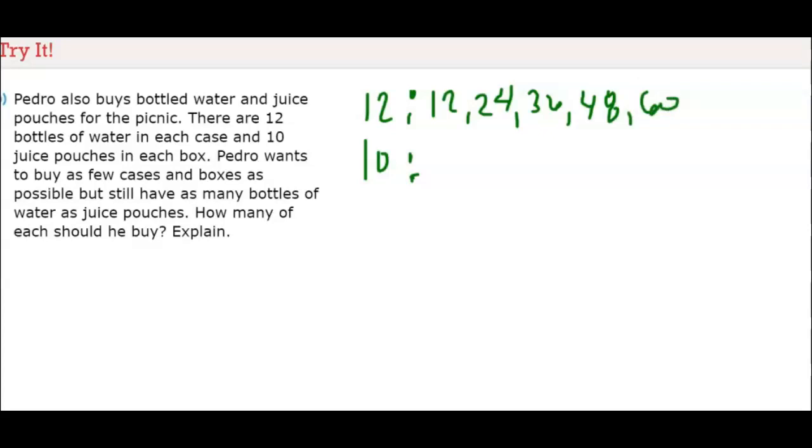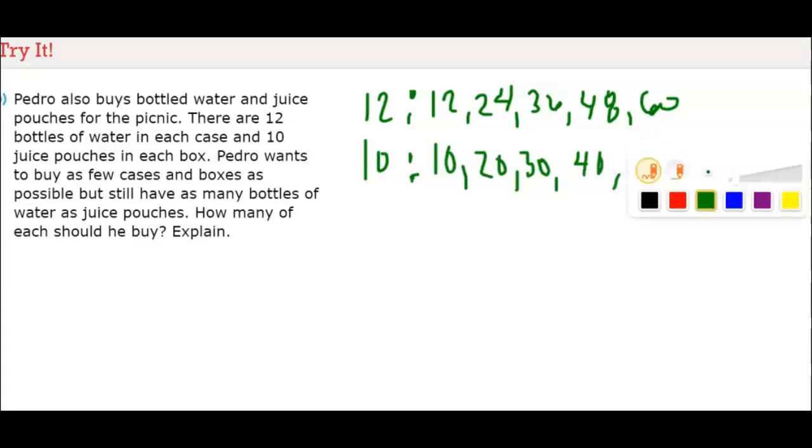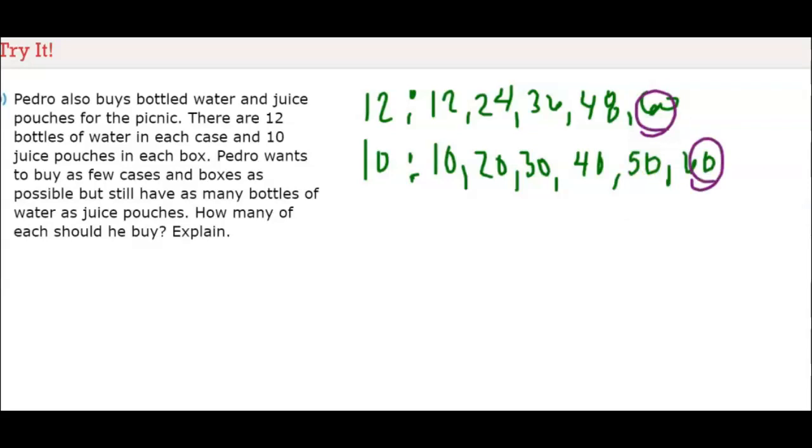We're going to list the multiples of 12 and 10. So we have 12, 24, 36, 48, 60. And then for 10, we have 10, 20, 30, 40, 50, 60. And we're going to circle the ones they have in common. The only one they have in common is 60. And the least common multiple is the least, so the least common multiple for these two numbers would be 60.